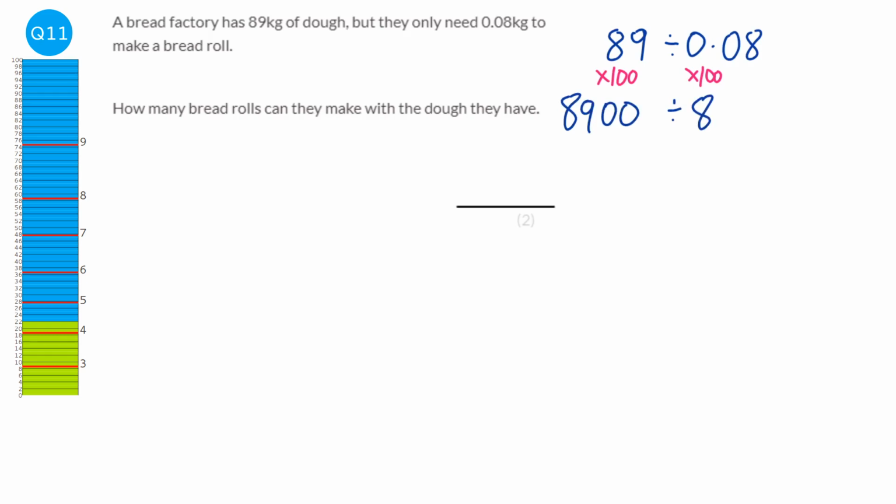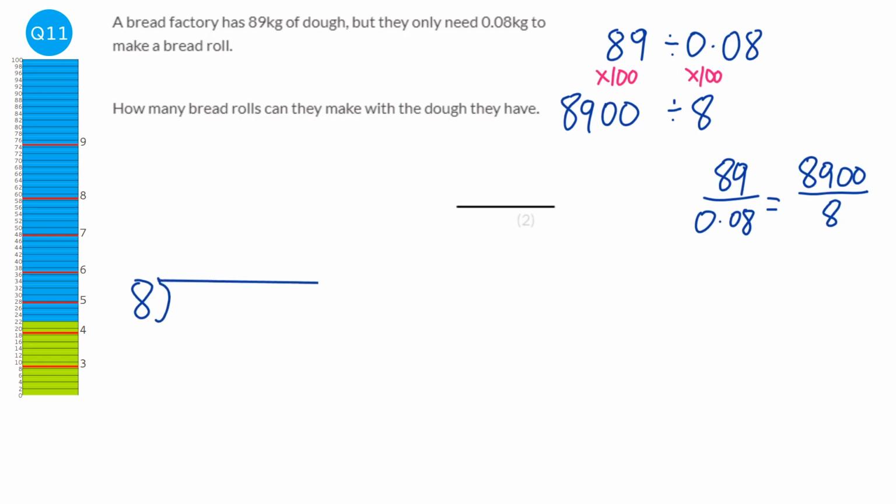The reason we can do that is 89 divided by is the same as 89 over 0.08. And as a fraction, we can just times top and bottom by 100. So it would be this over 8. So now we can do the bus stop method. So 8 on the outside. And in fact, I might use a straighter line here. There we are. And we've got 8,900 on the inside. So 8 into 8 go 1, 8 into 9 go 1, remainder 1, 8 into 10 go 2, remainder 2, and 8 into 20 go 2, remainder 4, and 8 into 40 go 5.